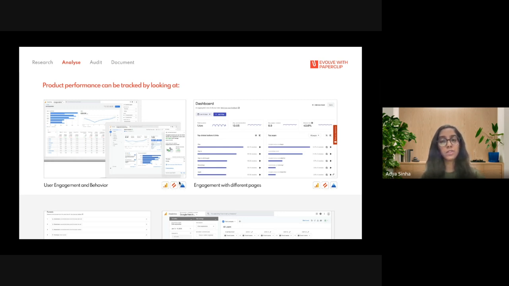You can find this in user engagement and behavior information in Google Analytics, Hotjar, and MS Clarity as well. Now, another section which you could also look into is the engagement with different pages, which helps us understand some of the top engaging pages, as well as how long users are engaging with each of these different pages. And again, you can figure out this data in Google Analytics, Hotjar, and even MS Clarity.